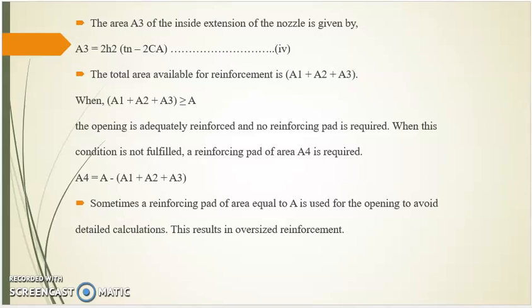The area A3 of the inside extension of the nozzle is given by A3 is equal to 2h2 into (tn minus 2Ca). The total area available for reinforcement is A1 plus A2 plus A3. When A1 plus A2 plus A3 is greater than or equal to A, the opening is adequately reinforced and no reinforcing pad is required. When this condition is not fulfilled, a reinforcing pad of area A4 is required, which is given by A4 is equal to A minus (A1 plus A2 plus A3).